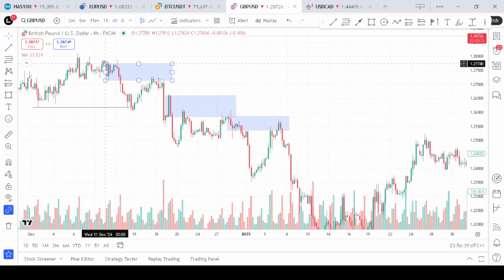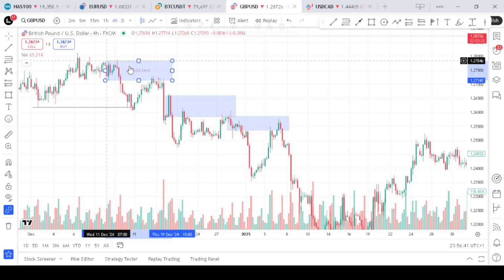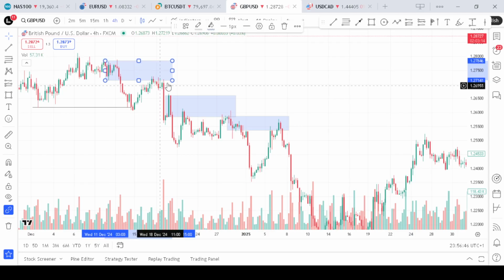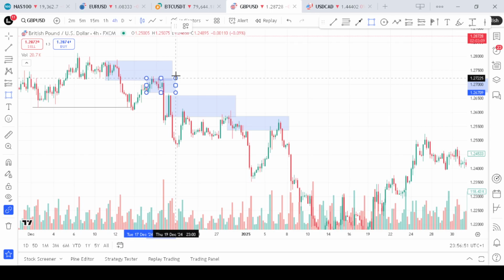The last bullish candle before the bearish move. As you can see, these are the places that I've marked out as the order flow on the chart. These are areas of our order blocks.